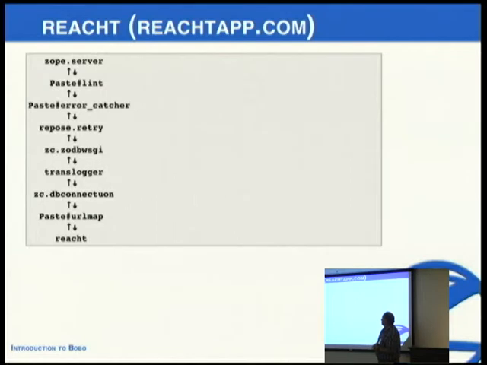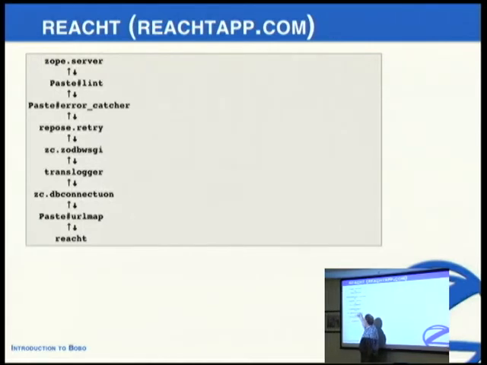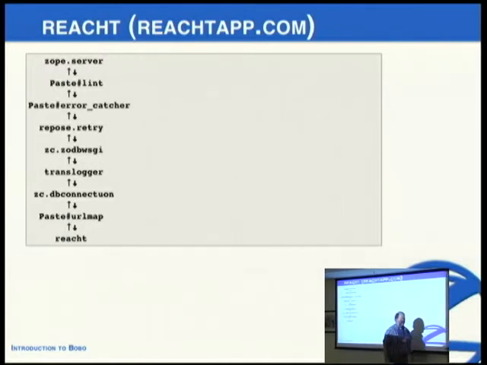Paste Error Catcher is a middleware that catches Python exceptions and turns them into 500s. This is annoyingly valuable. In order for Repose Retry to retry requests, it has to recognize that there was an error. And so typically the way that's done is you let errors percolate up to Repose Retry so that it can detect conflict errors and retry. But then you need something to actually generate 500s. Bobo normally does that, but in a case like this, you want to have Bobo not do that so that the errors can be handled by middleware.